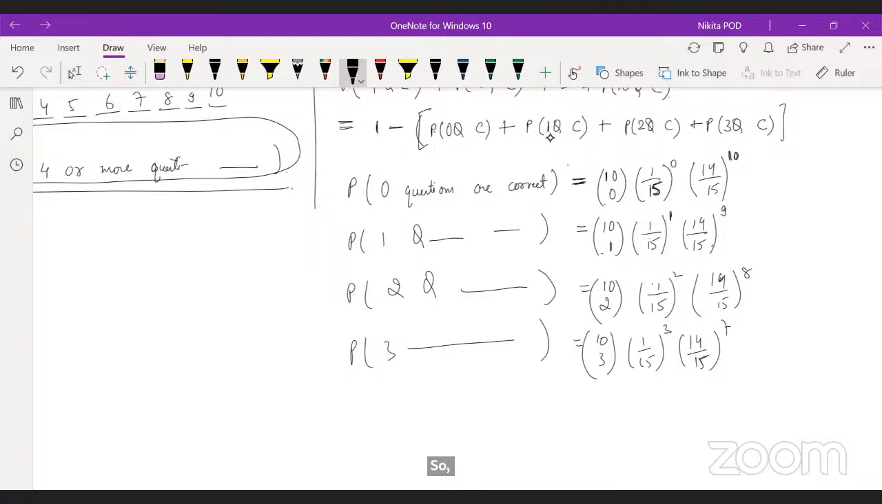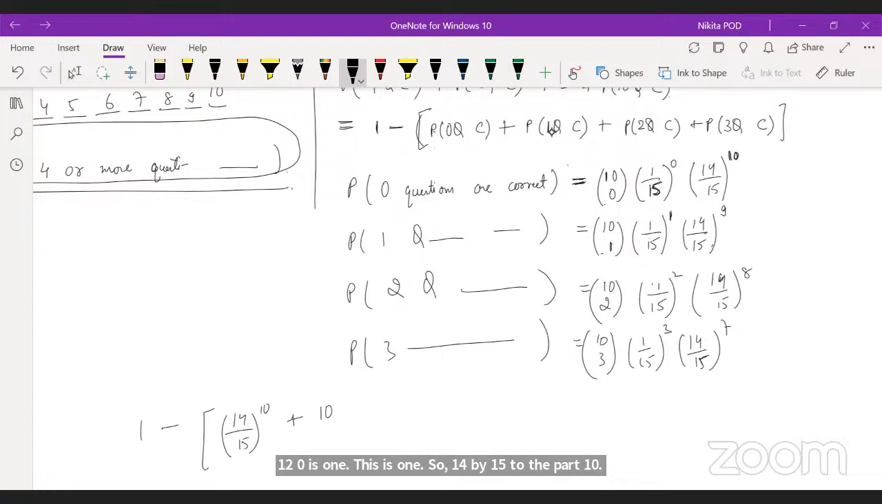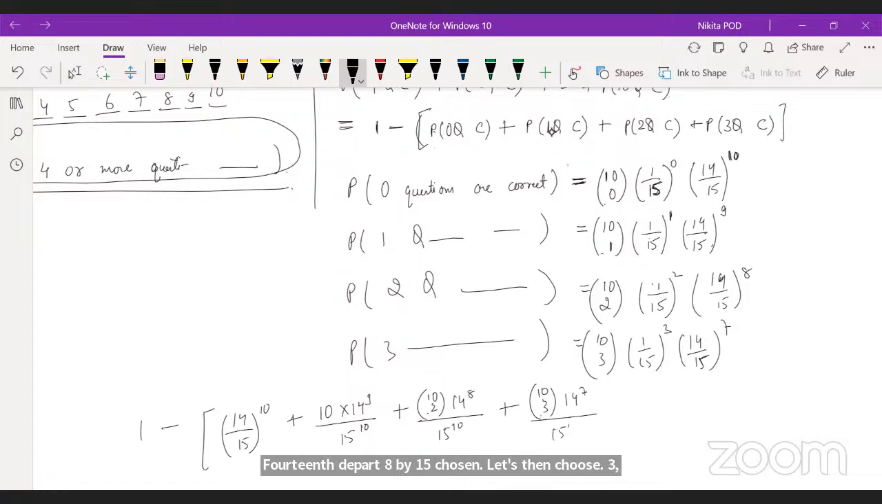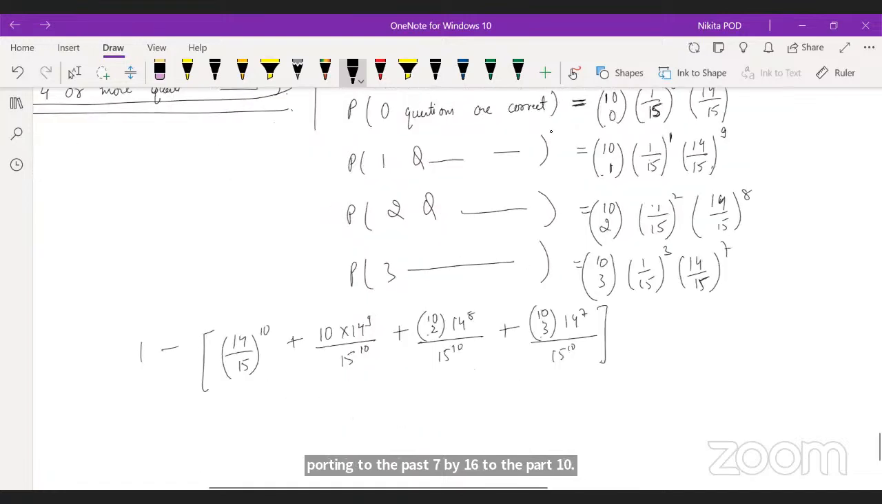So this is 1 minus 10 choose 0, which is 1, so 14 by 15 to the power 10, plus 10 times 14 to the power 9 by 15 to the power 10, plus 10 choose 2, 14 to the power 8 by 15 to the power 10, plus 10 choose 3, 14 to the power 7 by 15 to the power 10. Can someone calculate this?